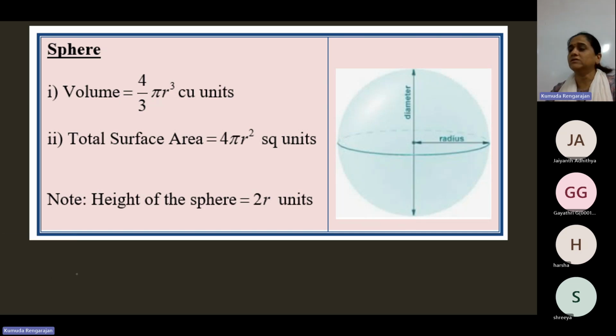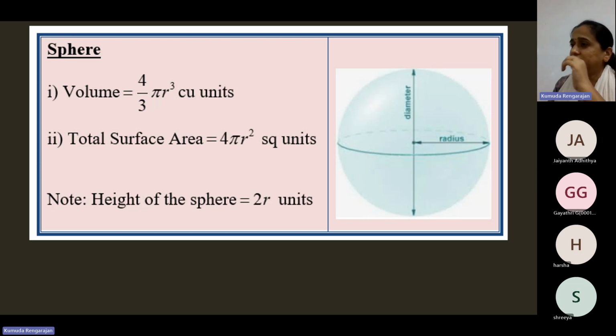Now, in a sphere, you cannot differentiate between curved surface area and total surface area. Both are the same, because there's only one surface area, which is the total surface area. In a cone, you can distinguish, right? The one which is like this is the curved surface area, and the flat area, the area of the circle. These two put together is the total surface area.